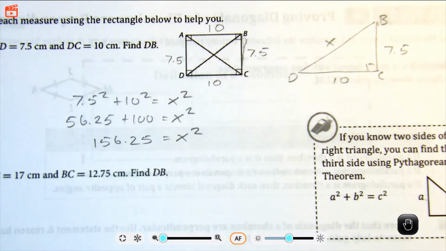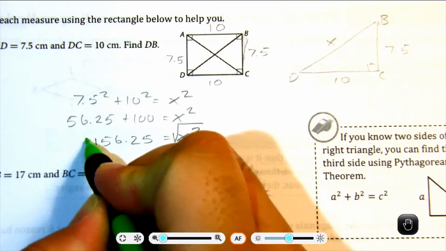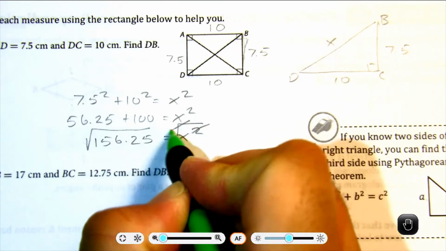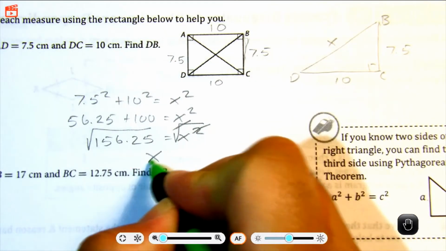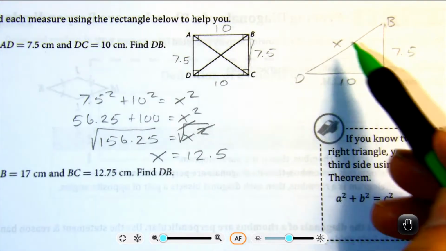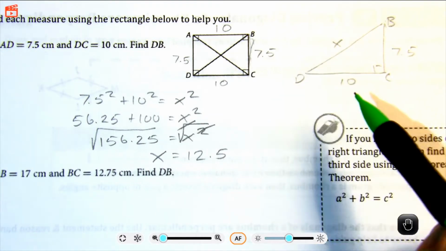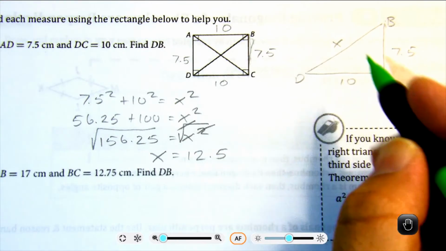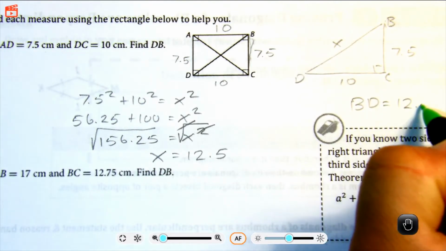To solve for x, we need to take the square root of both sides. And I get x is equal to 12.5. Because we set x as the distance between B and D, this is what BD is equal to. BD is equal to 12.5 centimeters.